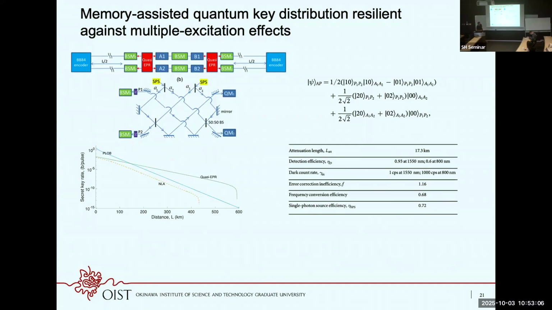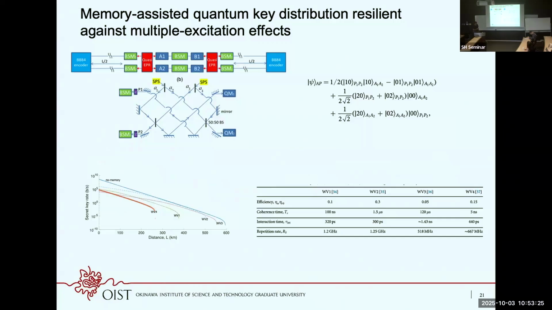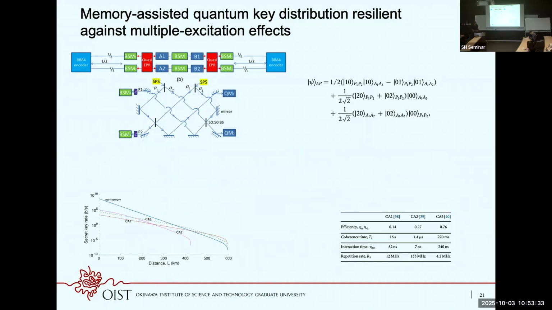I mean, when we plug in, for example, a frequency conversion efficiency, a single photon source efficiency, dark counts, detection efficiency, you have to consider all these factors. So initially we were very happy, but then when you start using real existing quantum memories, again, you don't cross it. You cross around here, but the rate is very low.